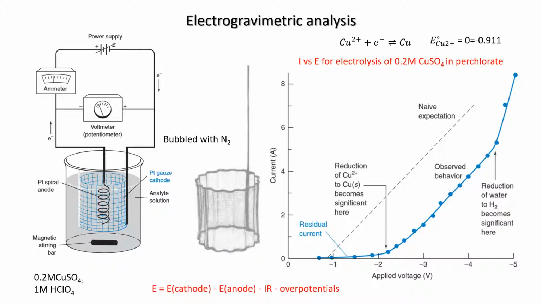Now this is a good practical illustration of how it's crucial to overcome both the internal resistance of the cell, IR, and the overpotentials, which are largely due to activation barriers and transport, before electrolysis or electrodeposition happens at a detectable rate.